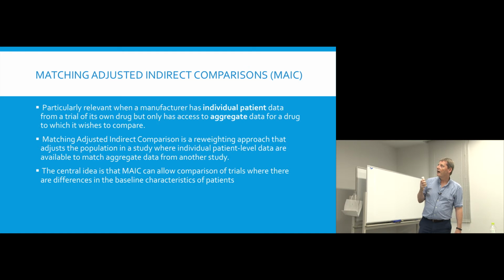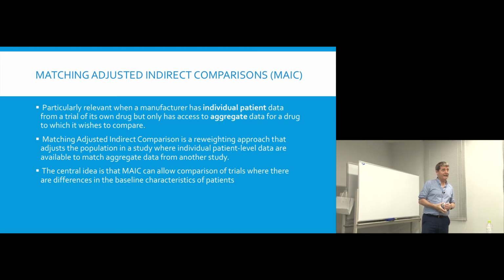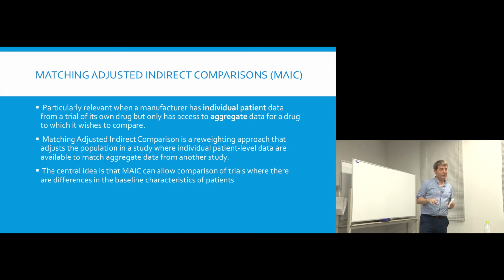Okay. So it's a reweighting approach. And basically, it allows you to control for differences in baseline characteristics. So in this case, if the dacarbazine arms had patients with rather different characteristics, this approach, in principle, will allow you to adjust for that. So it's quite a step forward.